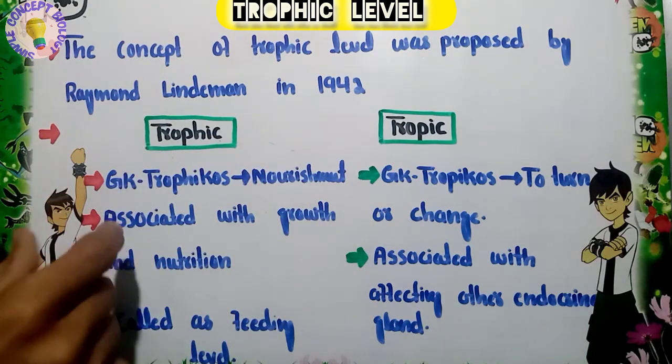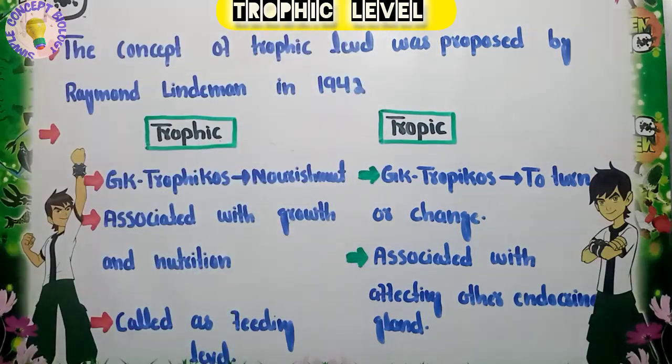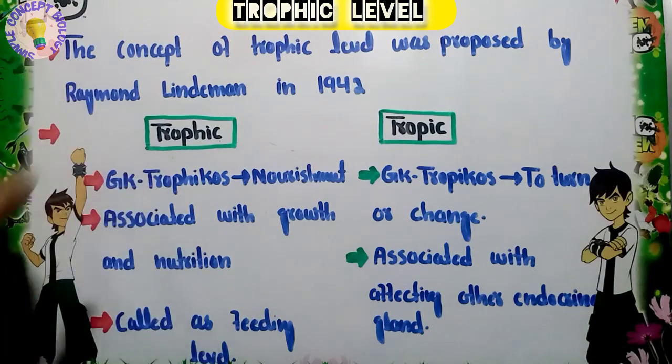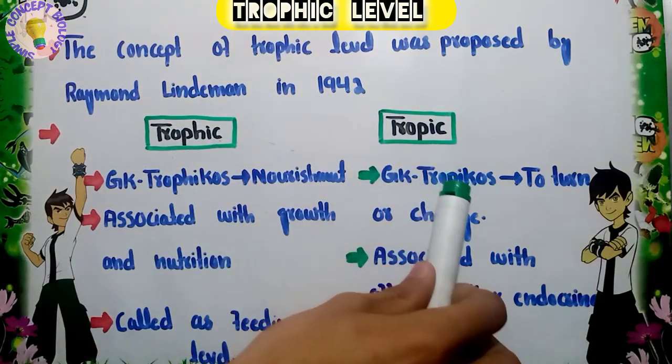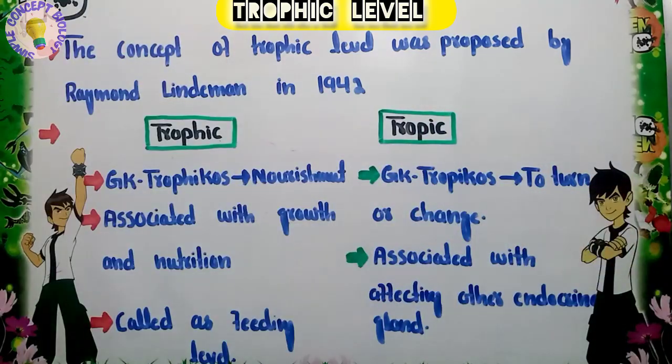So this term is mainly associated with growth and nutrition, which we will discuss in detail at the trophic level. While this "tropic" without the H also has a Greek origin, that is "tropikos". It means to turn on, or change. Now what does it mean?